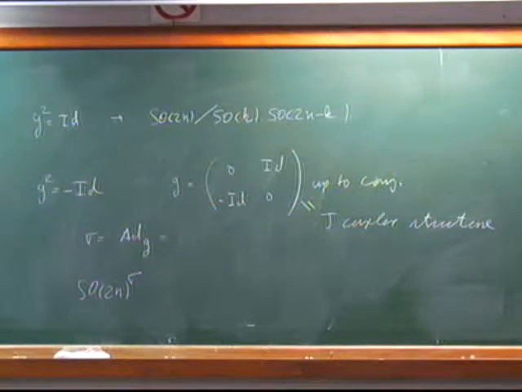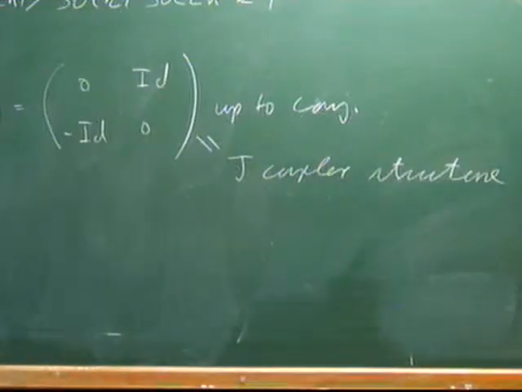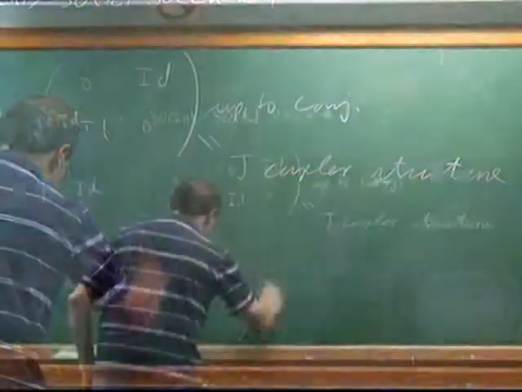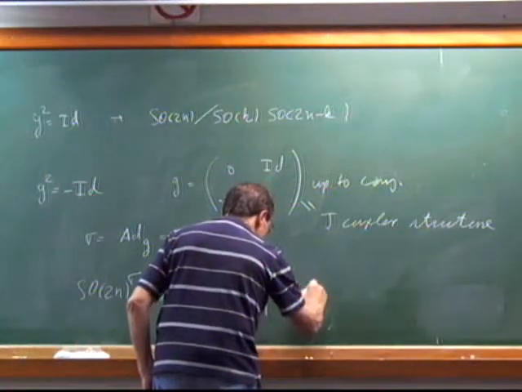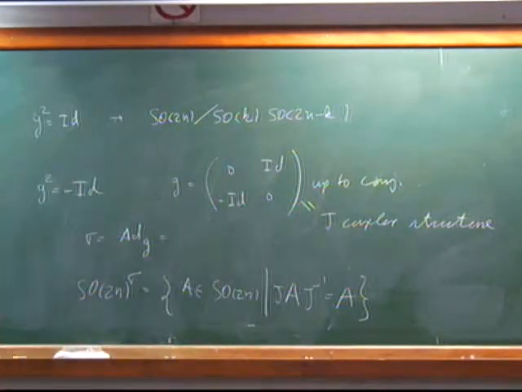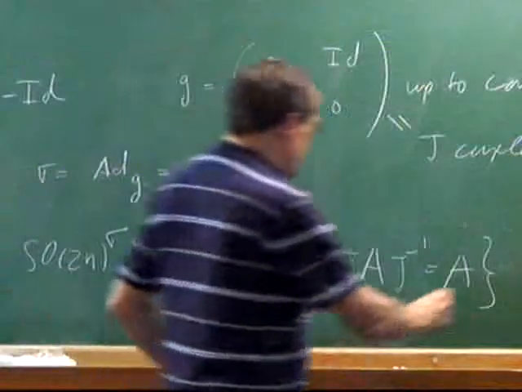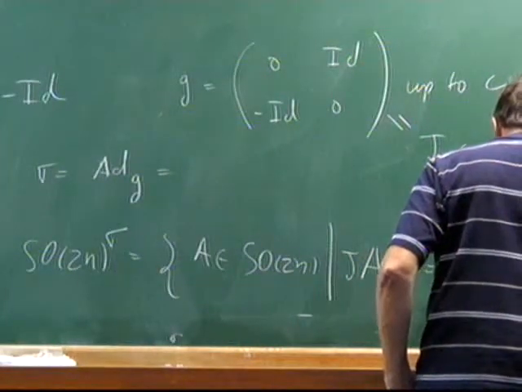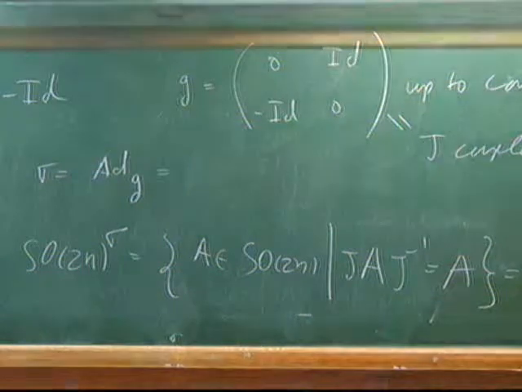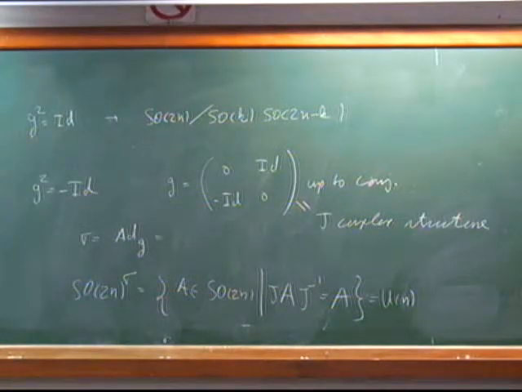Sigma is conjugation by G, so it's conjugation by a complex structure. Let's write it out. That's the set of all elements A in SO(2n) such that J A J inverse is A. That's the unitary group, complex linear. So that's equal to U(n), inside SO(2n). And that was another symmetric space that we saw earlier.